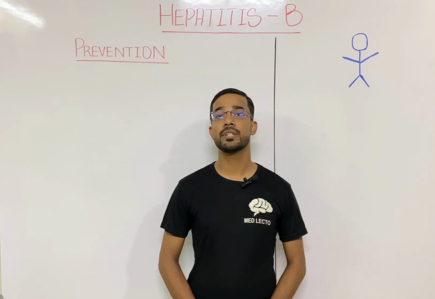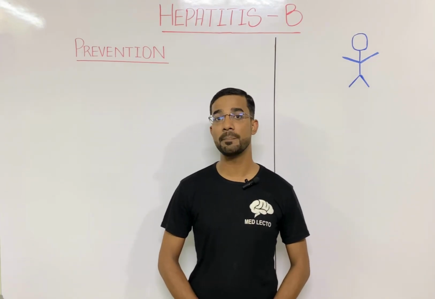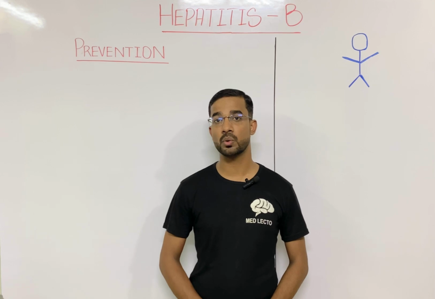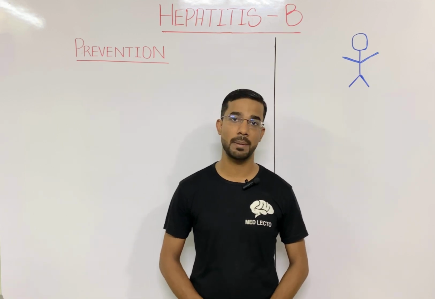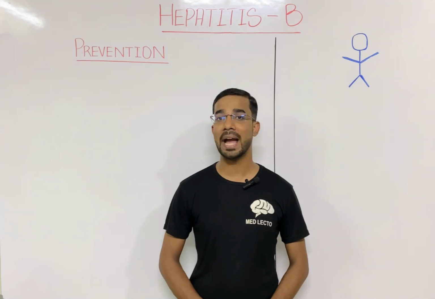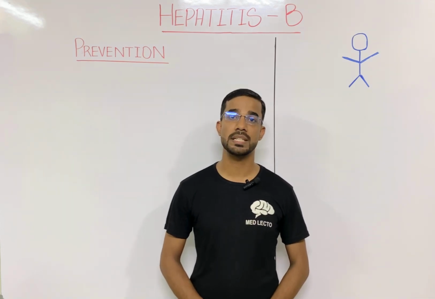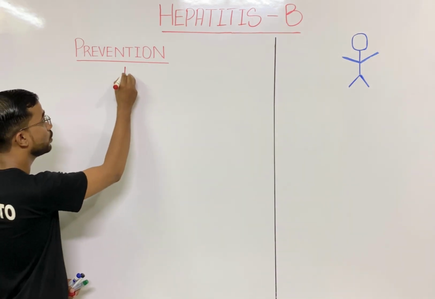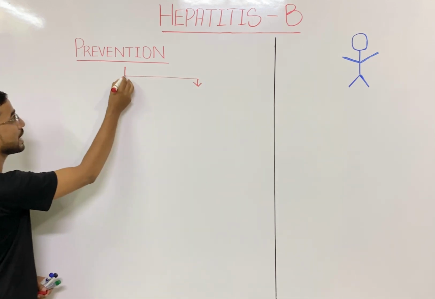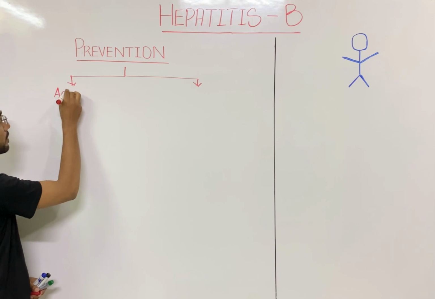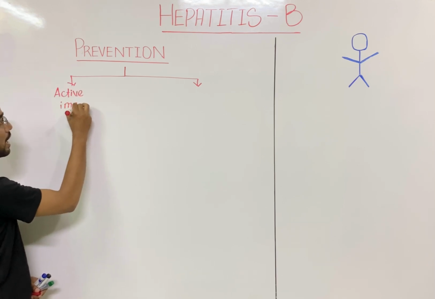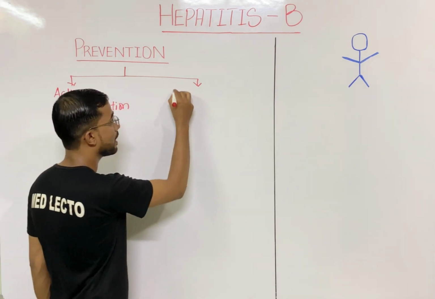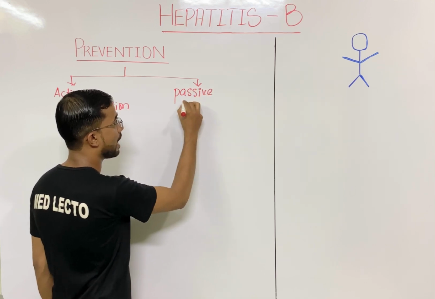In this lecture, we are going to discuss how we can prevent ourselves from being infected by the hepatitis B virus. Basically, there are two methods through which we can prevent infection. The first one is active immunization, and the second process is passive immunization.